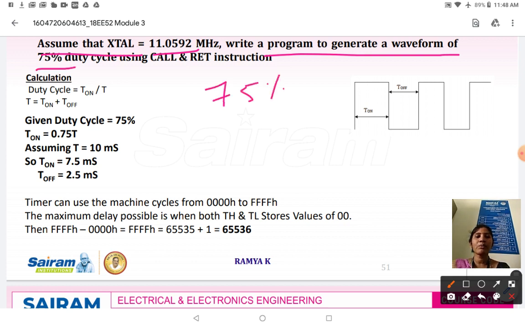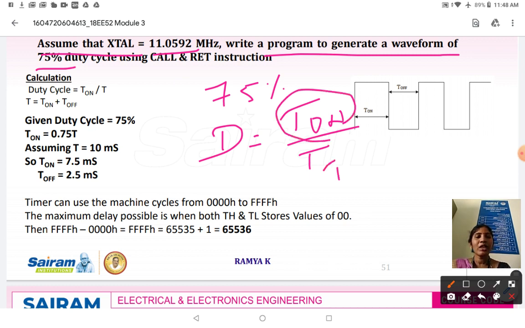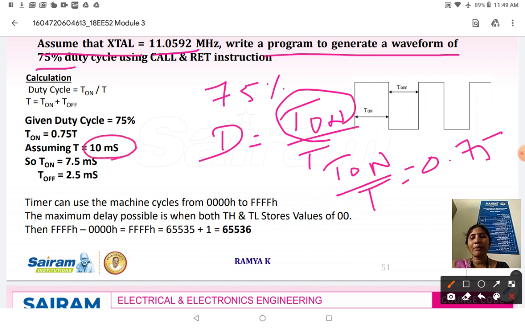First, we should understand what is meant by duty cycle. Duty cycle D is equal to T on divided by the total time period. That is, how much on period is available among the total time period. So a 75% duty cycle means T on divided by T is equal to 0.75. That is, T on is 0.75 times your total time period. For example, if you consider the total time period to be 10 milliseconds, for a 75% duty cycle, the on period is going to be 7.5 milliseconds.